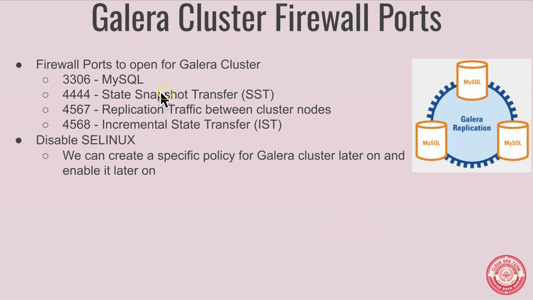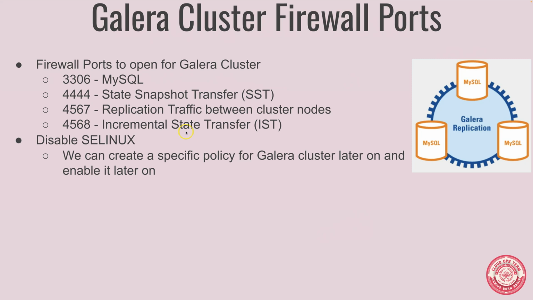In order for the state snapshot to be transferred from one cluster node to the other, we need to have this port open here, here, and here. Similarly, 4567 is the replication traffic between the cluster nodes. This is the replication that is happening between all these cluster nodes, and that port also needs to be open across all the nodes of a cluster.